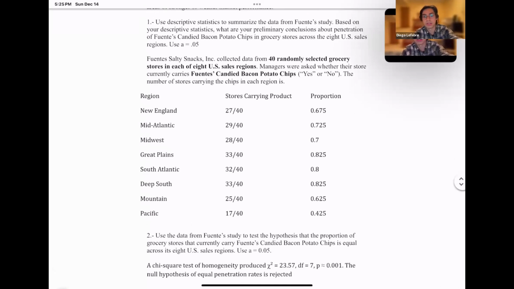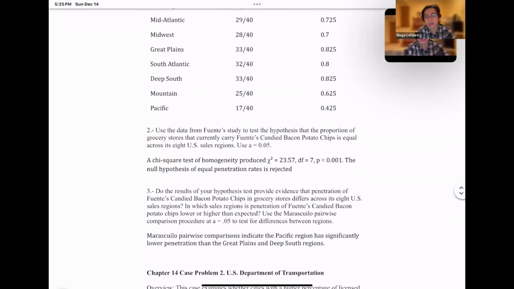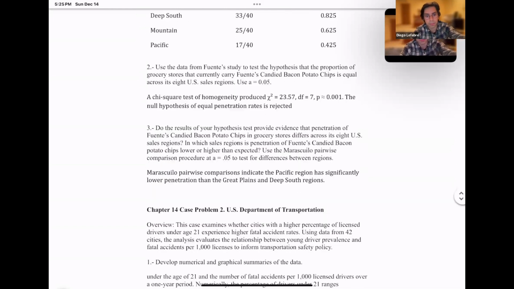So we laid out, using descriptive statistics, the regions, the stores carrying the products, and the proportion of the distribution of the product. With the chi-square test, we found that the null hypothesis of equal penetration rate is rejected. The hypothesis test supports evidence that penetration of Fuentes candied bacon potato chips in grocery stores differs across its 8 U.S. sales regions. We found regions where penetration of Fuentes candied bacon potato chips was lower or higher than expected.